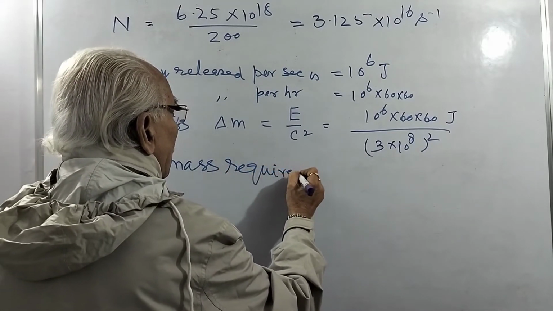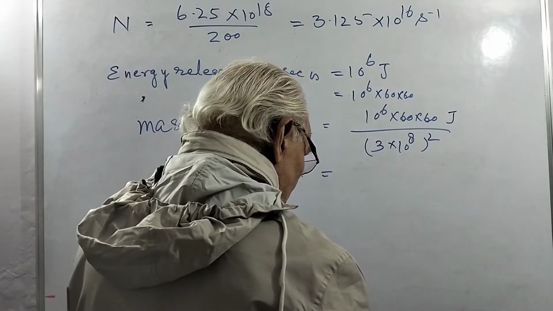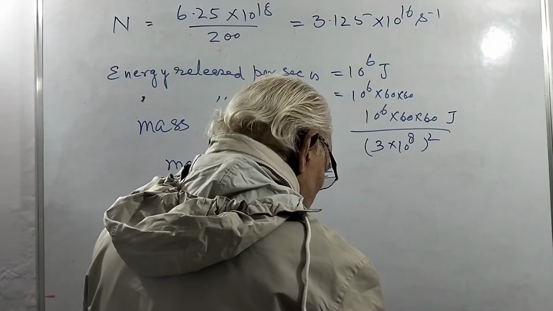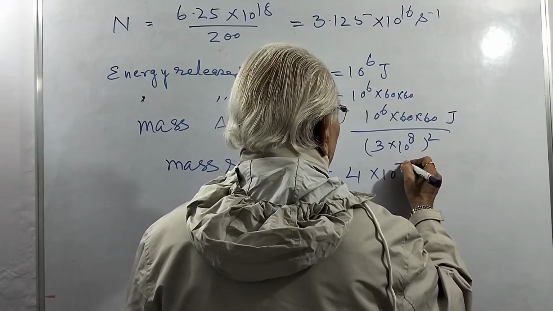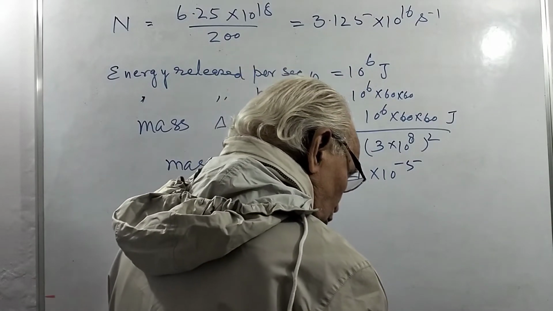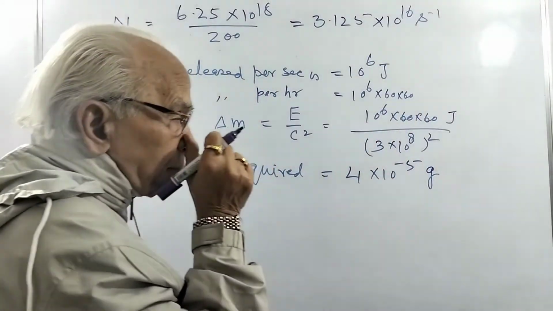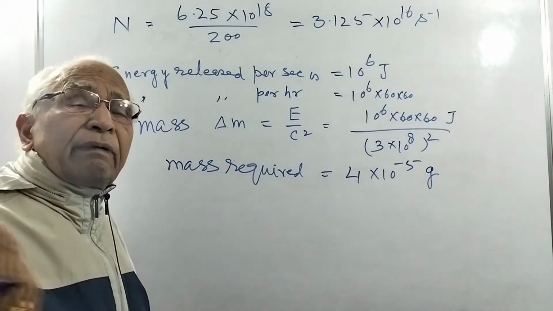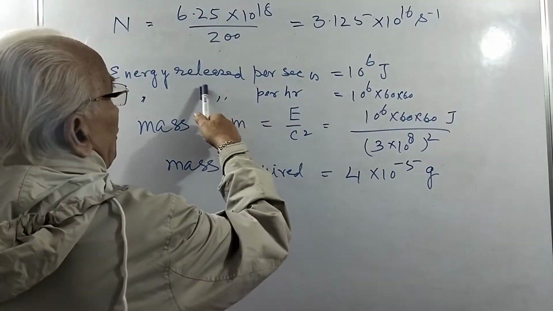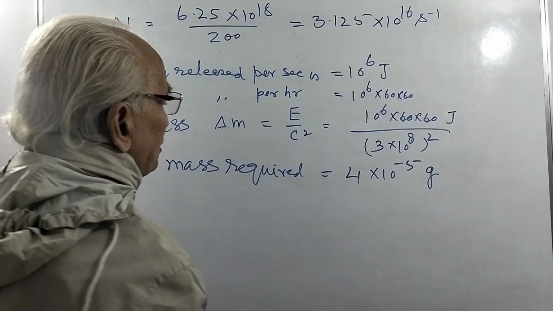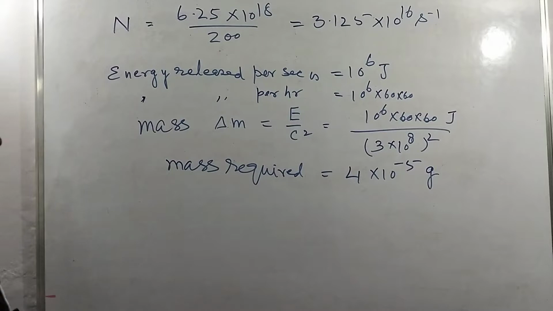How much mass can you calculate from this? After calculations I get 4 into 10 to the power minus 5 grams. So only this much amount of mass. So much small mass is needed for this much energy per hour. Only this much mass, very small mass needed.